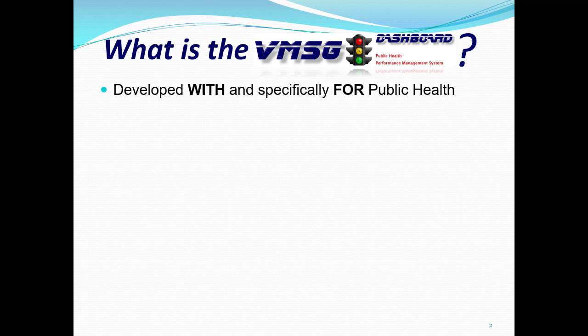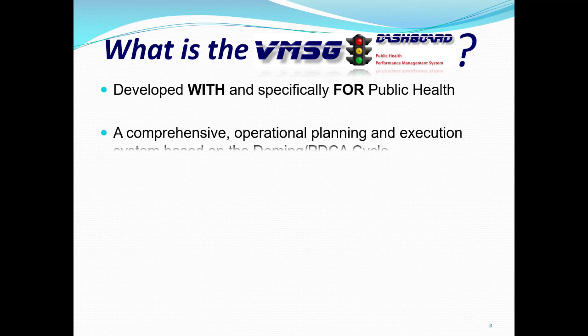The VMSG Dashboard Public Health Performance Management System was developed with and specifically for public health departments. At the core, it's a comprehensive operational planning and execution system that uses the PDCA Deming cycle: plan, do, check, and adjust. We've been working with public health for over 19 years. With that experience and collaboration with hundreds of public health departments across the United States, the dashboard became what it is today. Our dashboard clients provide continuous feedback and suggestions for the improvement of your system.